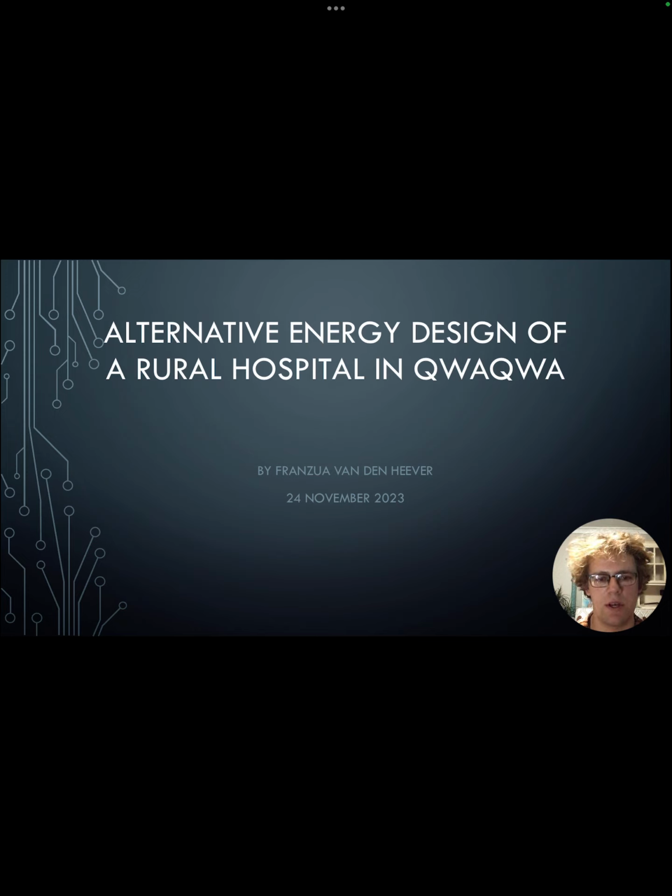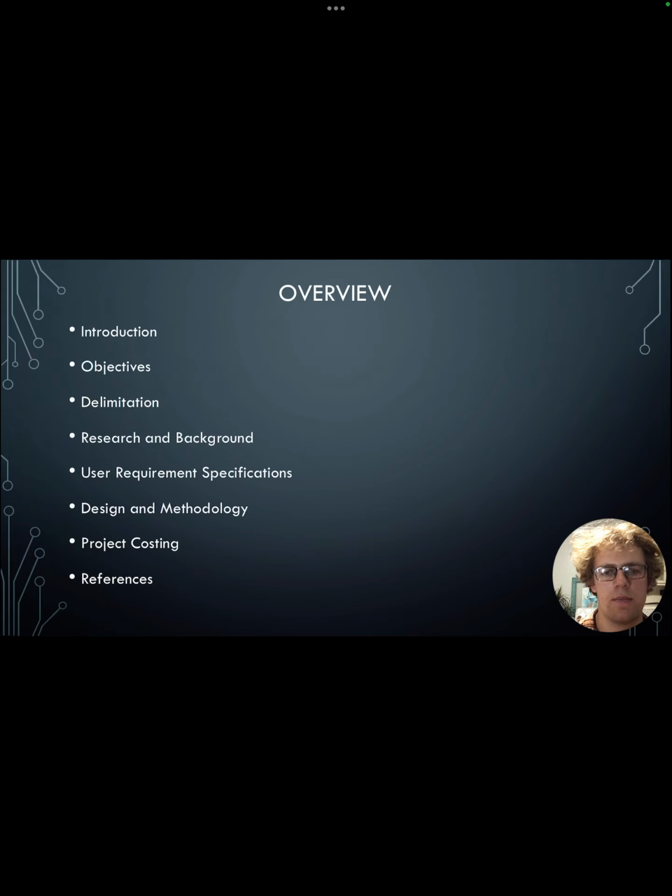The following presentation will feature the alternative energy design of a rural hospital in Kwakwa. An overview of the following presentation will contain the topics Introduction, Objectives, Delimitation, Research and Background, User Requirement Specifications, Design and Methodology, Project Costing and References.